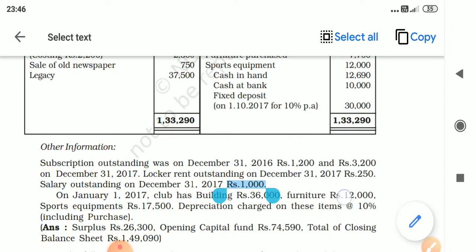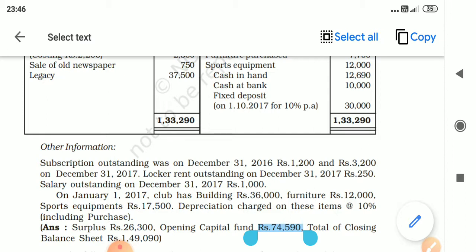Okay. Now building 36,000, furniture 12,000 and sports equipment 17,500 will appear in the opening balance sheet. Now we have written all the items of the opening balance sheet. You can tally the opening balance sheet. The balancing figure is capital fund. Okay, you will get this book answer 74,590. You will get this answer.